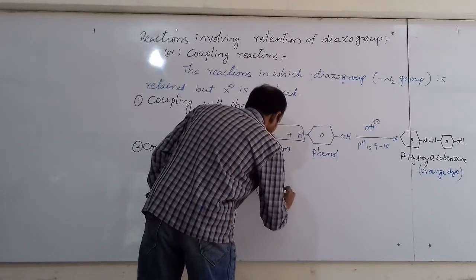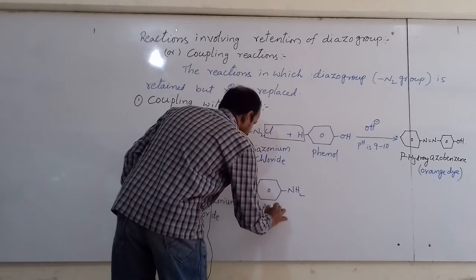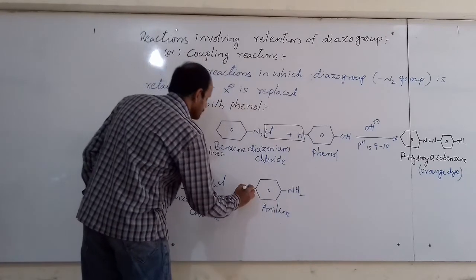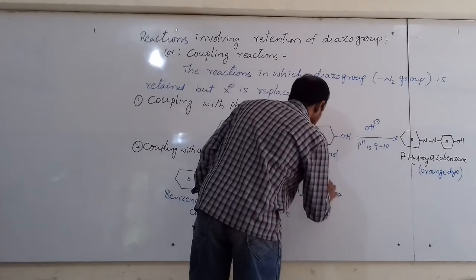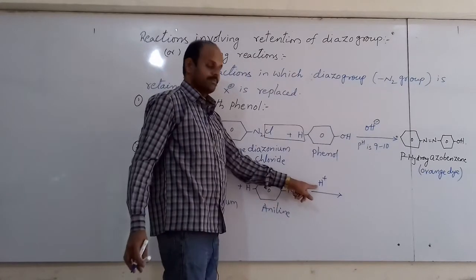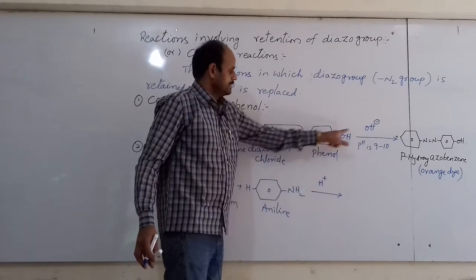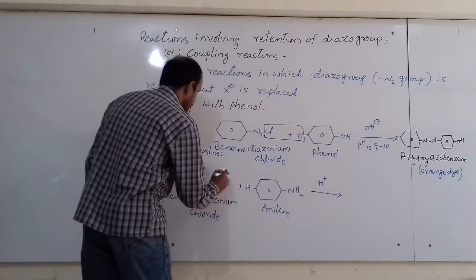Phenol is completed. Now this is the reaction with aniline, that is C6H5NH2. Here a hydrogen is there. This reaction takes place in the presence of acid, because aniline is a base. Phenol is a weak acid, hence its reaction takes place in the presence of base. Like that you have to remember.